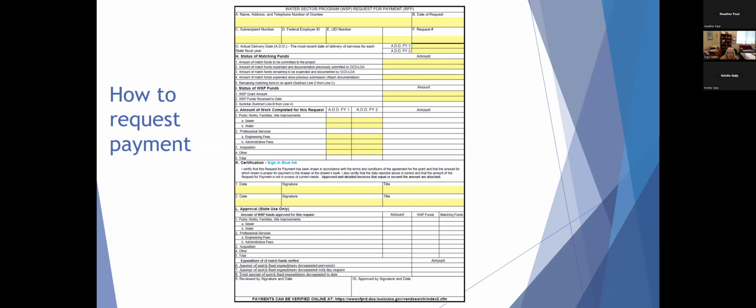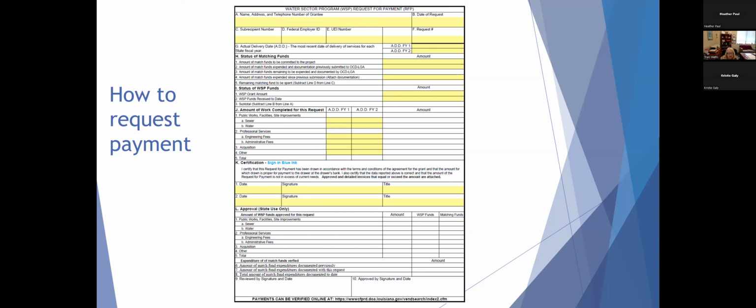Under K is where you will have the 2 persons sign the request for payment form. Remember that those 2 persons are identified in 2 other places. They're identified on your authorized signature form as well as your financial management questionnaire. Remember that the signatures must match identically.